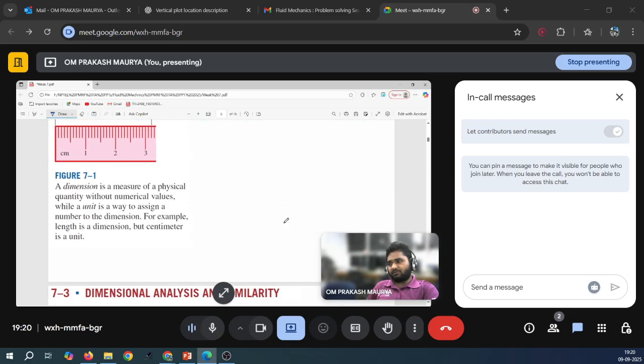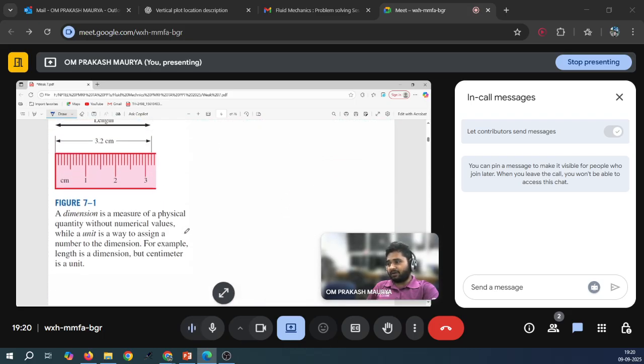Some concepts also I have. This is very important. A dimension is a measure of a physical quantity without numerical values, while a unit is a way to assign a number to the dimension. For example, length is a dimension, but centimeter is a unit. So remember, a dimension is a measure of a physical quantity without numerical values.